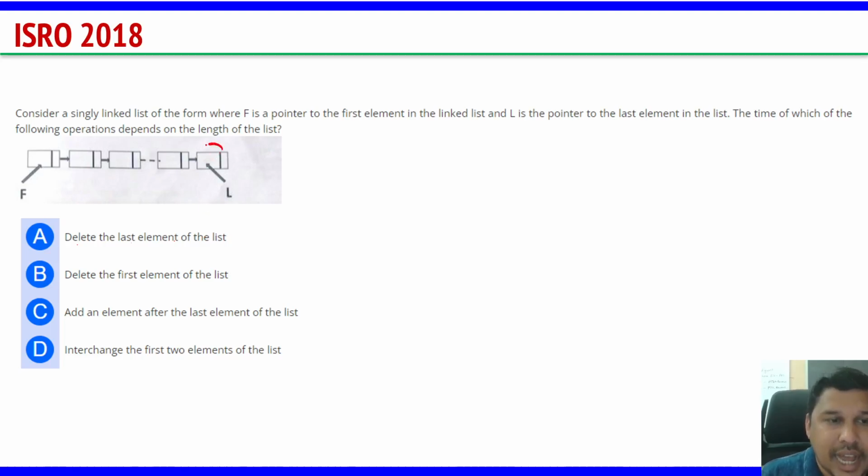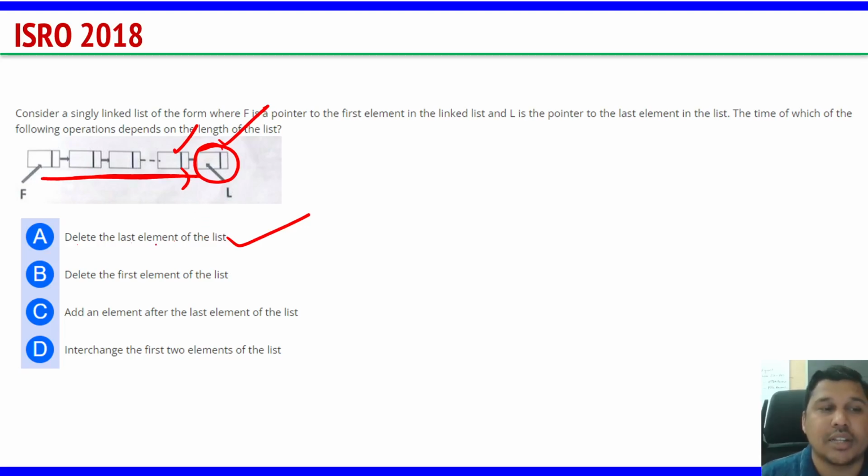If I want to delete the last element of the list, we know in a single linked list we have to traverse the entire list and reach the last node. I should know this node, and I should know its previous node also. So I am traversing the entire length of the list. This is the option for that. One option we got, because to delete the last node, I have to traverse the entire length of the list.